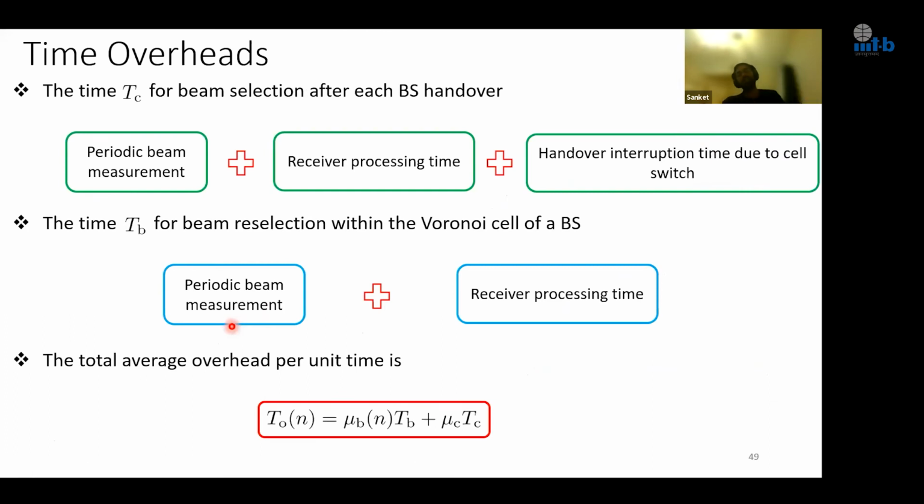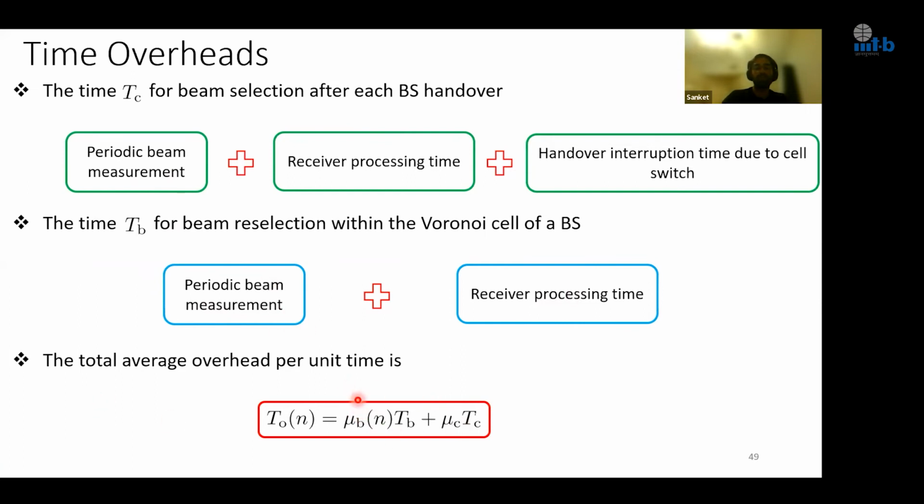Now, the second aspect is the time overhead, which is related to beam management. What we saw is that there are two aspects. The one is the beam selection. After each base station handover, there will be periodic beam measurement, receiver processing time, and handover interruption. And then there is a beam reselection time due to this periodic beam measurement and the receiver processing time. And then the total average overhead per unit time will be given by this simple probability formula.